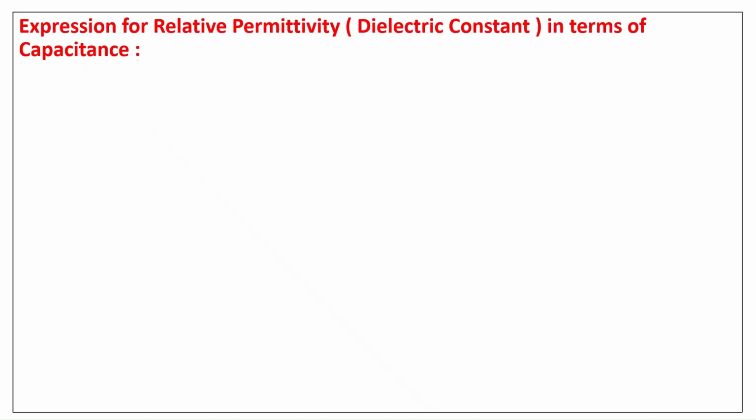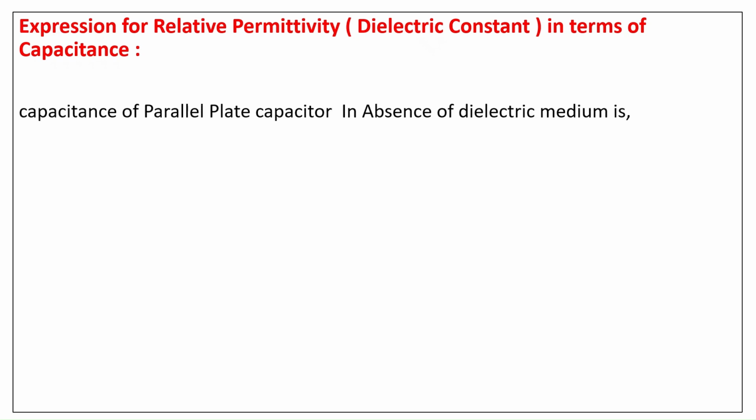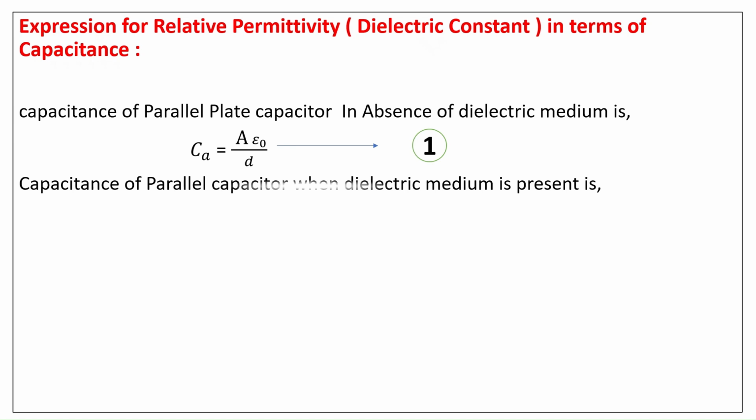Next, expression for relative permittivity, dielectric constant, in terms of capacitance. Capacitance of parallel plate capacitor in absence of dielectric medium is Ca is equal to A epsilon naught by d. Mark as equation 1. Similarly, capacitance of parallel plate capacitor when dielectric medium is present is Cm is equal to A epsilon naught epsilon r by d.